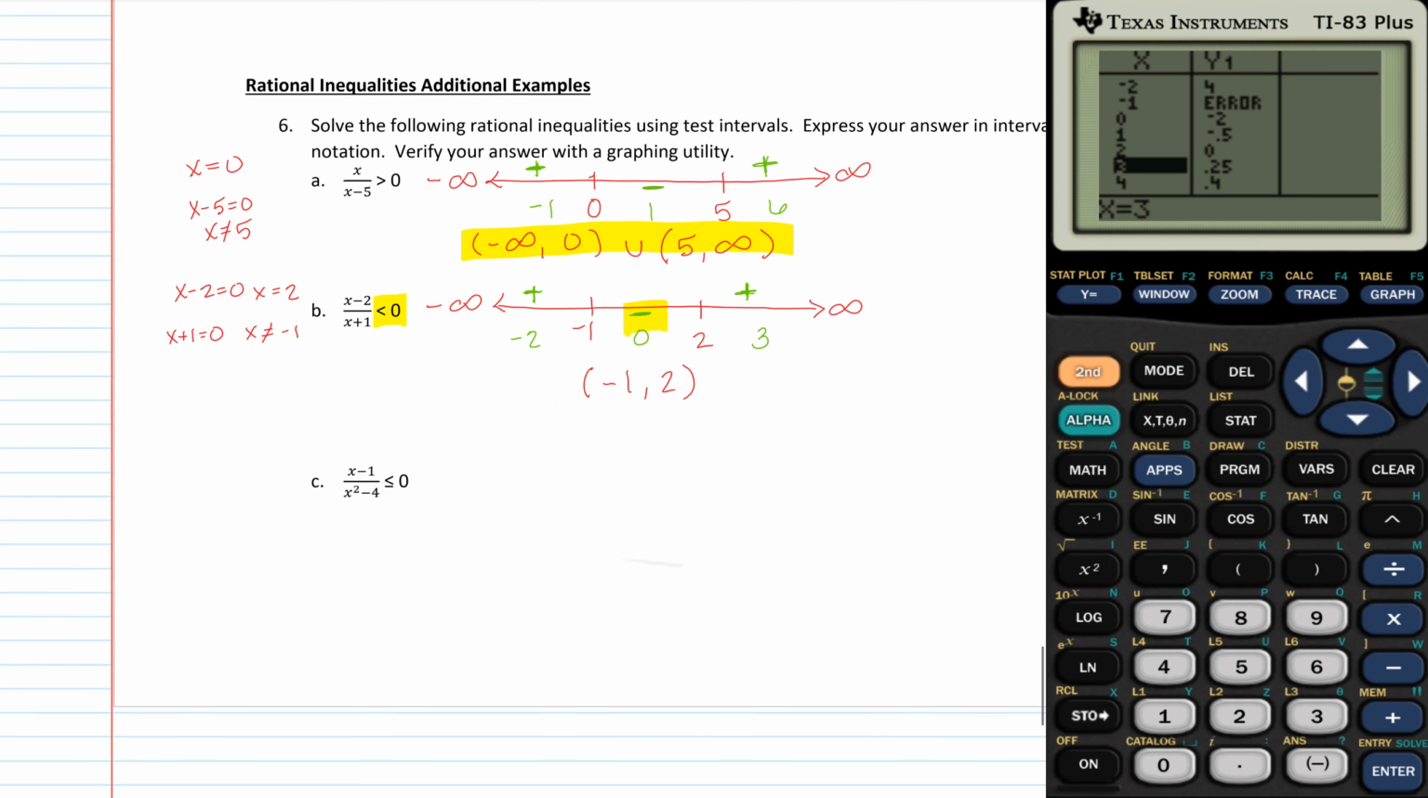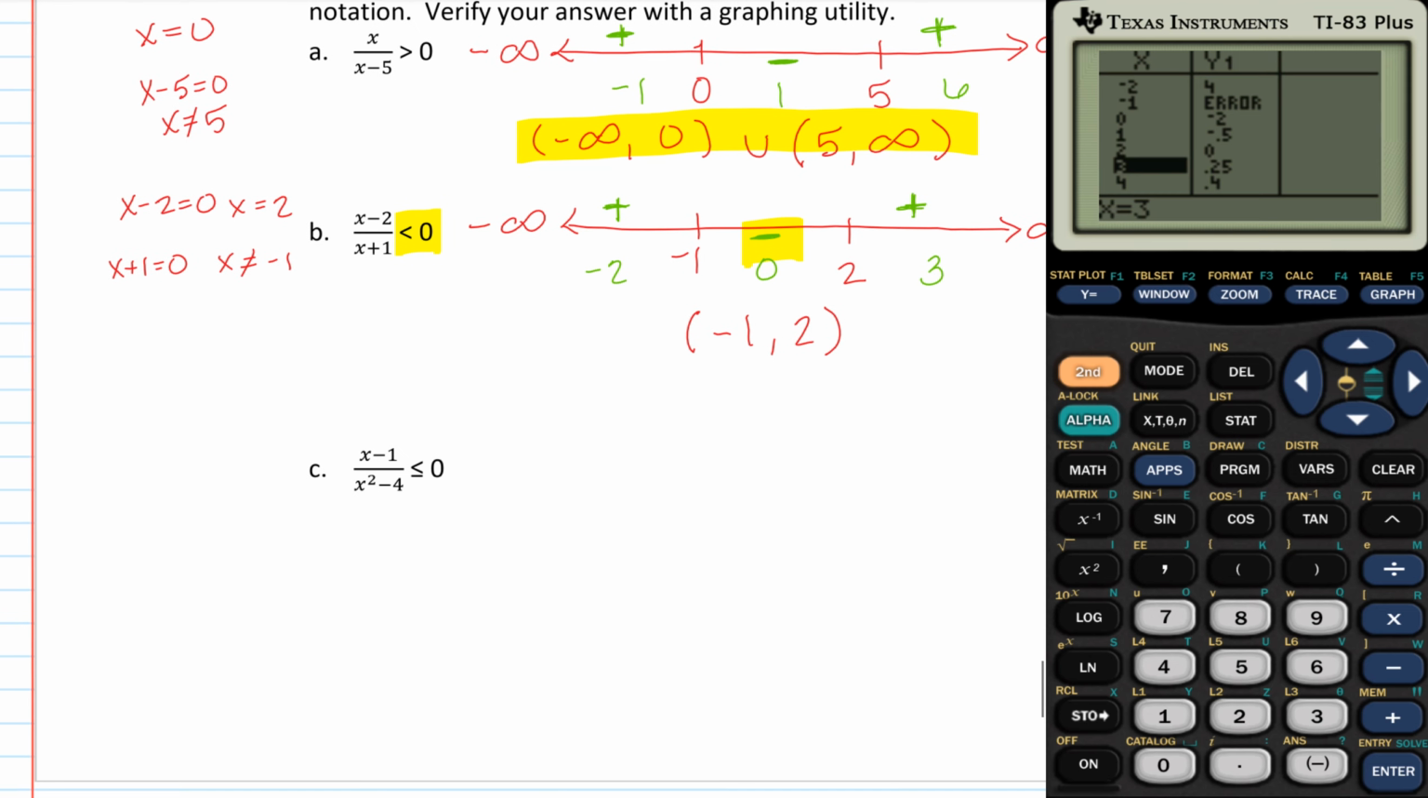For C, we complicate it just a little bit more. We're going to have to factor the denominator. I still set x minus 1 equal to 0 to get x equals 1. I'm going to have to factor the x squared minus 4. It's a difference of squares. I know it's x minus 2, x plus 2, set equal to 0, and I know x cannot be 2 and negative 2. It doesn't matter what order you put it in. I'm looking for where it's less than or equal to 0, meaning I'm looking for the negatives.